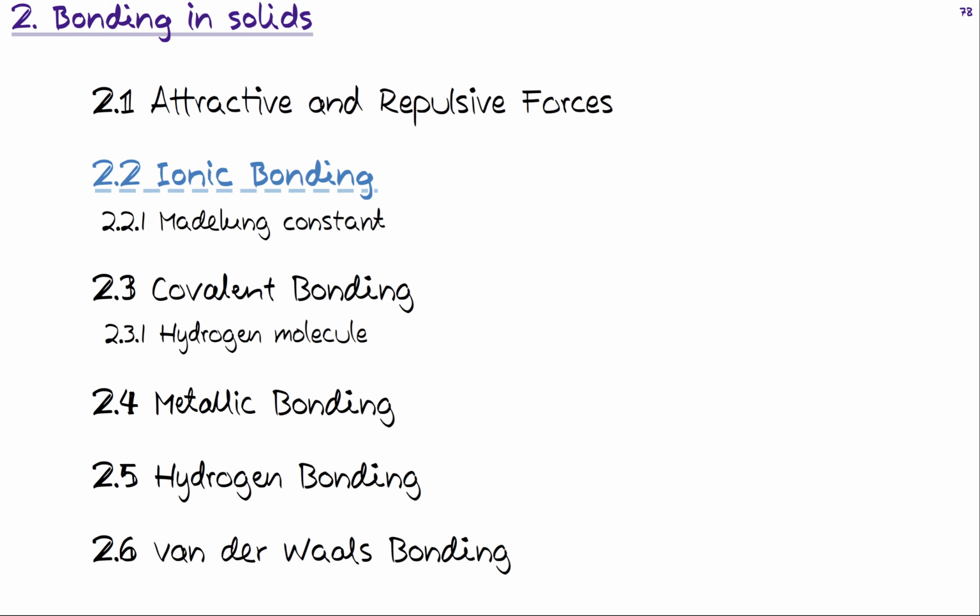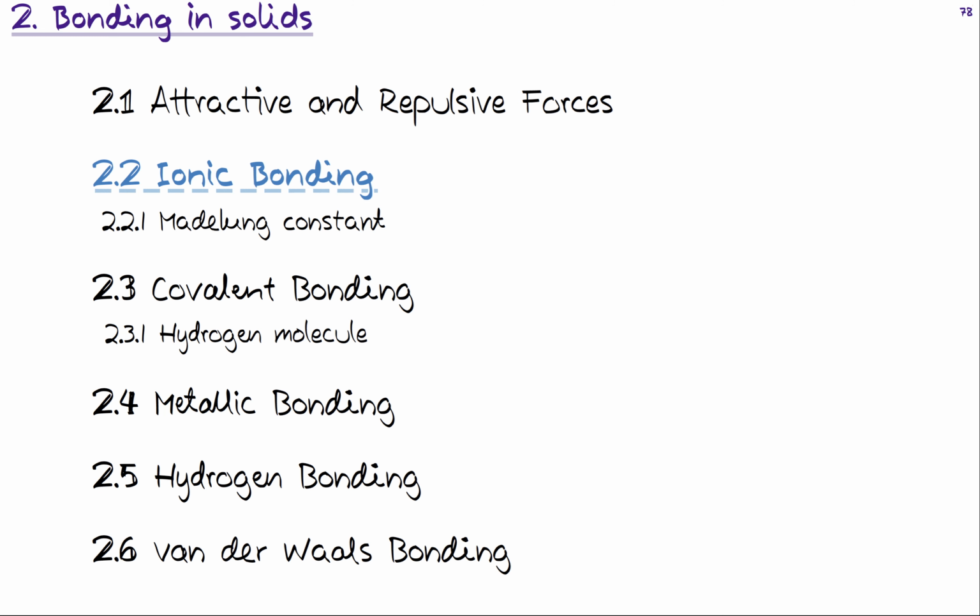So this is the lecture on chapter 2.2, Ionic solids in our course of solid state physics. What we will do here is go through the concepts that explain how ionic solids are being formed. Mainly here we will rediscover the Madelung constant. I believe you have already discovered that in earlier courses.